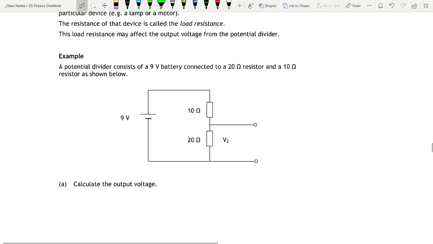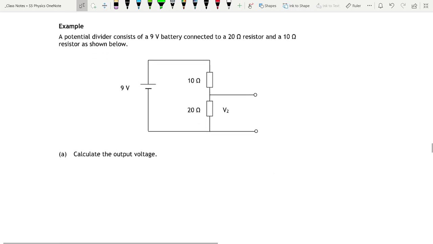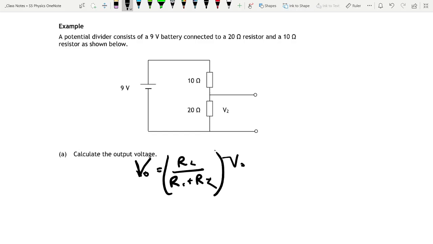A potential divider consists of a 9-volt battery connected to a 20 ohm resistor and a 10 ohm resistor as shown. So a normal potential divider. Calculate the output voltage. That's your normal potential divider equation. So V out equals R2 over R1 plus R2 times the supply voltage. So it's going to be 20 divided by 20 plus 10, which is 30, times 9, which comes to 6 volts.